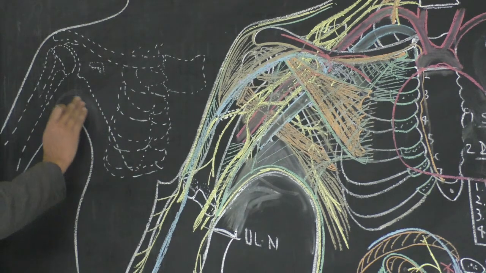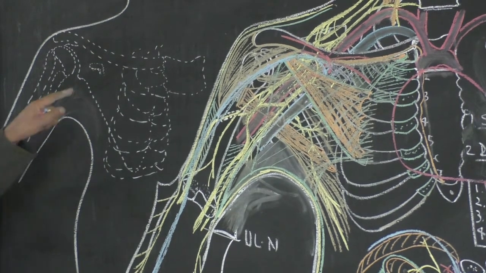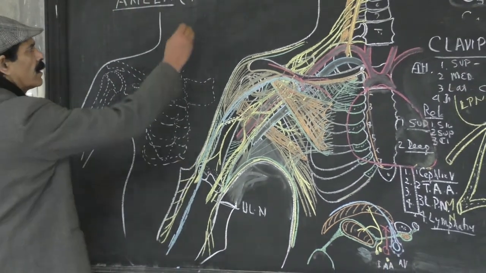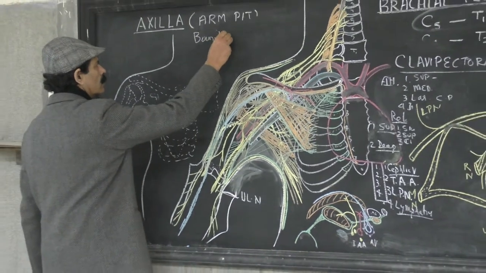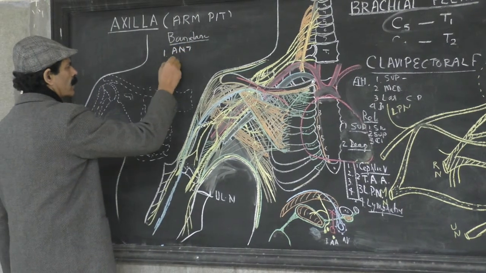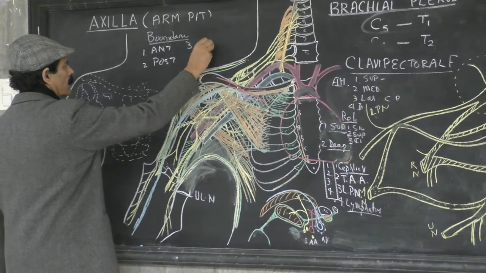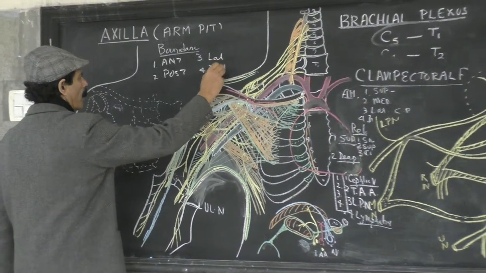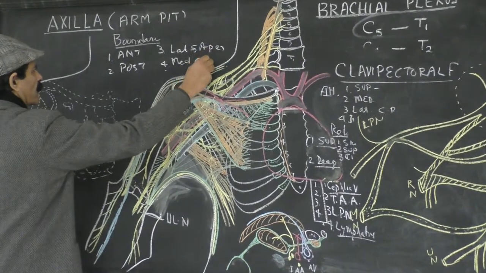So this hollow below the shoulder joint is called the armpit, or the axilla. So the boundaries, they are muscular. This is called the anterior boundary, posterior, the lateral, and the medial. And it has got the apex and the base.